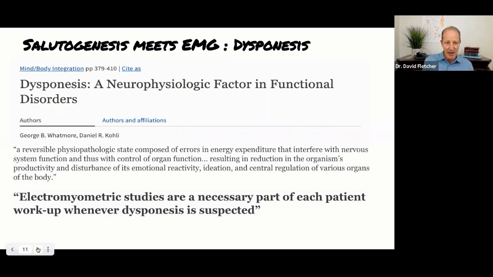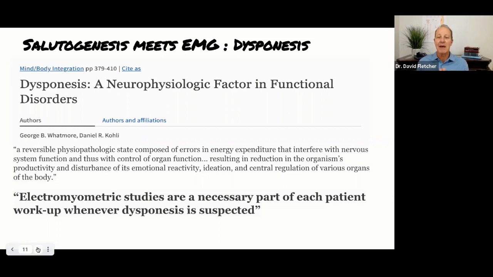And as a consequence of that, they use the principle of dyskinesis, which is a reversible physiopathologic state composed of errors in energy expenditure, get this, that interfere with the nervous system function and thus with control of organ function, resulting in reduction in the organism's productivity and disturbance of its emotional reactivity, ideation, and central regulation of various organs of the body. How chiropractic is that concept?